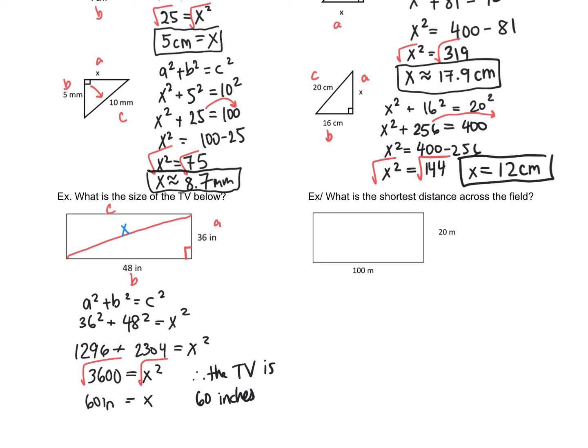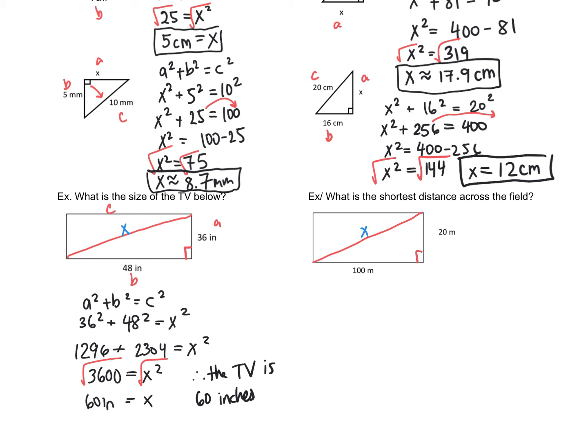And one more. What is the shortest distance across the field? The shortest distance is always the diagonal of a rectangle. That is the most direct route from one corner to the other. If you try to go around like this, there's definitely a lot more for you to walk or run or whatever is happening here. So shortest distance is always the diagonal, which once again means we have a nice right angle. We're looking for the diagonal, so I'll label that as x.